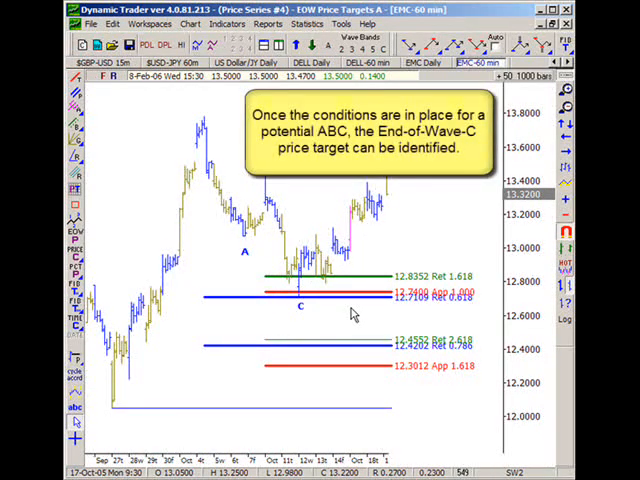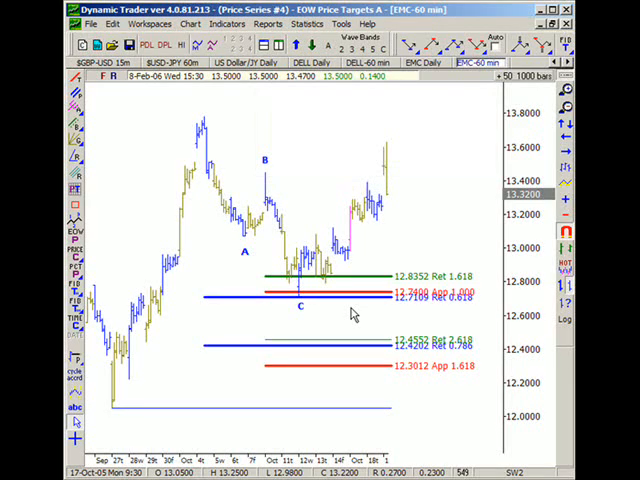Now, every market isn't going to make a three-wave or three-swing ABC correction, but once the conditions are in place for that possibility, we make the end of wave C targets, and if the market reaches there, we have a high probability of completing an ABC. So now we know how we make the end of wave C target zones. Let's do several more until it becomes second nature to you.